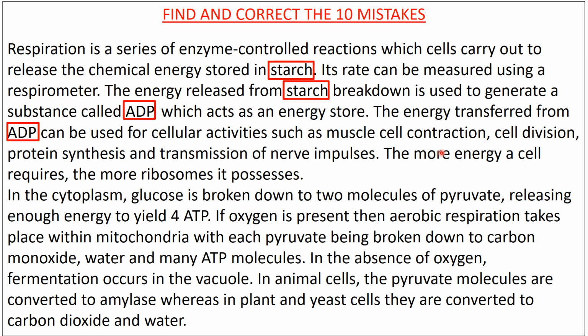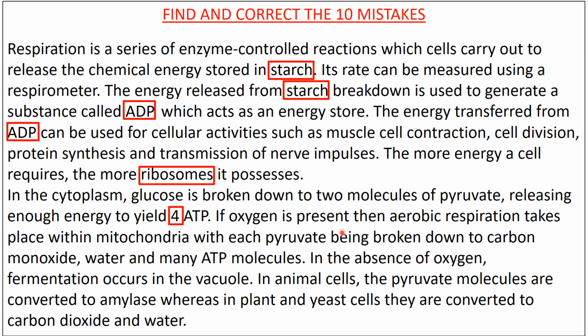The more energy a cell requires, the more ribosomes it possesses. No, it's not ribosomes, is it? Lots of ATP are produced in mitochondria, so that should be there. So we've got 5 so far. In the cytoplasm, glucose is broken down into 2 molecules of pyruvate. That's okay. Releasing enough energy to yield 4 ATP. That's not okay. That should be 2.